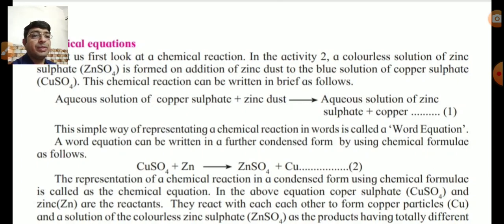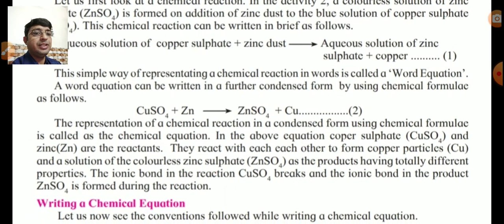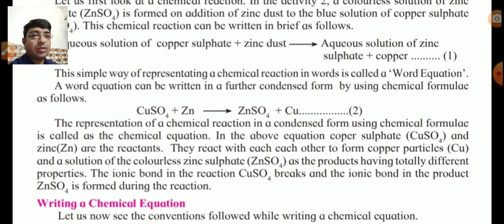The simple way of representing a chemical reaction in words is called a word equation. You underline, this is the definition of word equation. The word equation can be written in a further condensed form by using chemical formulae as follows. So copper sulfate CuSO4, zinc dust, that is zinc Zn, then to form zinc sulfate ZnSO4 plus copper is separated, so Cu. The representation of a chemical reaction in a condensed form using chemical formulae is called a chemical equation. This is the definition of chemical equation, so you underline that.